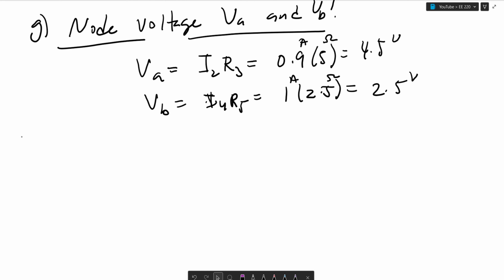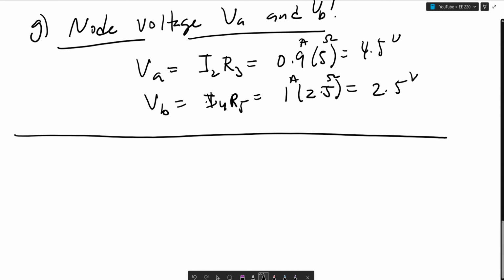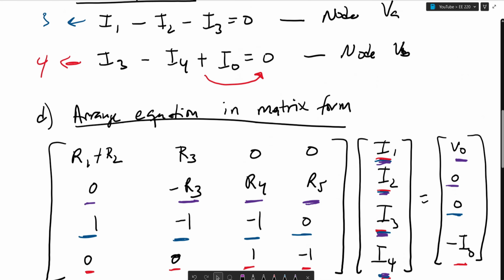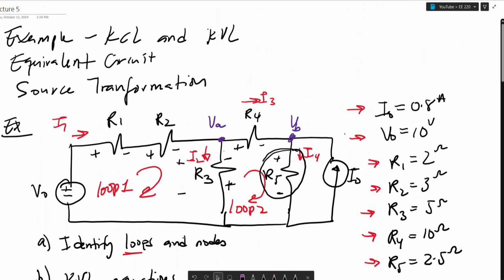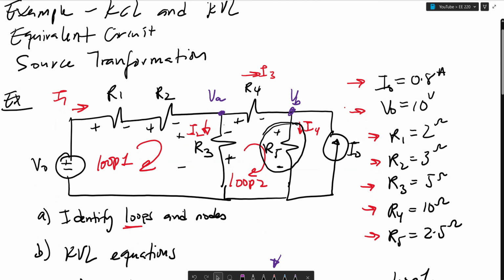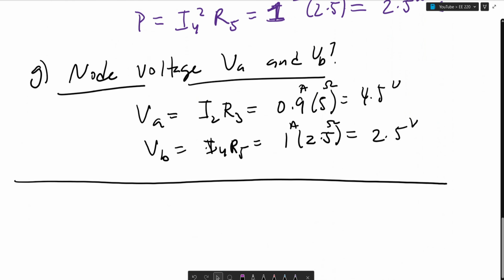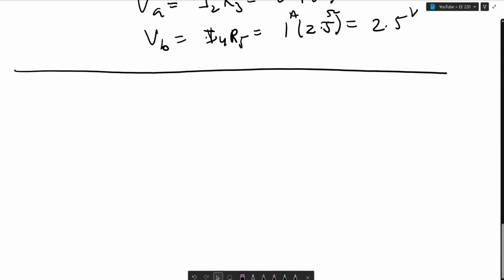So I hope this concept of KVL and KCL makes sense from this example. And again, this is a very fundamental topic in electrical engineering. So make sure you understand this. Next, we'll move on to what are considered equivalent circuits.